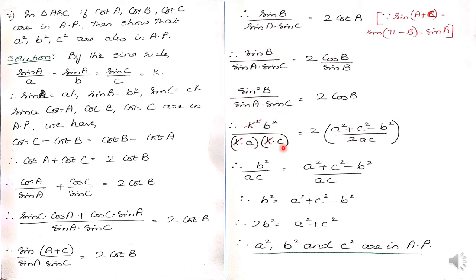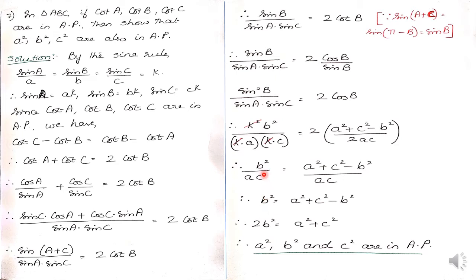Similarly, sin A also can be written as K into A and sin C can be written as K into C. Similarly, on the RHS, 2 into cos B by the cosine rule becomes A square plus C square minus B square upon 2AC. K is common in the LHS and RHS. In fact, K square is common. So, K square is cancelled. Thus, the term becomes B square upon AC is equal to A square plus C square minus B square upon AC. Again, 2 is common.